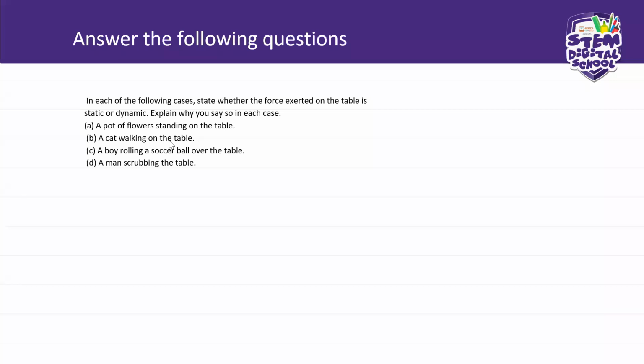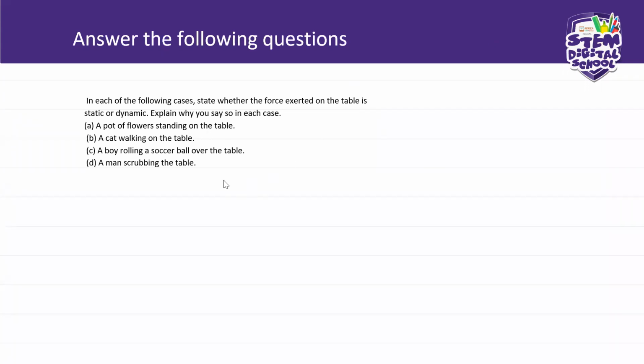B, a cat walking on the table. Please tell me, what force is it? Is it static or dynamic and why? I want to see if you understand these forces. A cat walking on the table. What force is that? It's dynamic. Why are we saying it's dynamic? Because a moving object is exerting force.